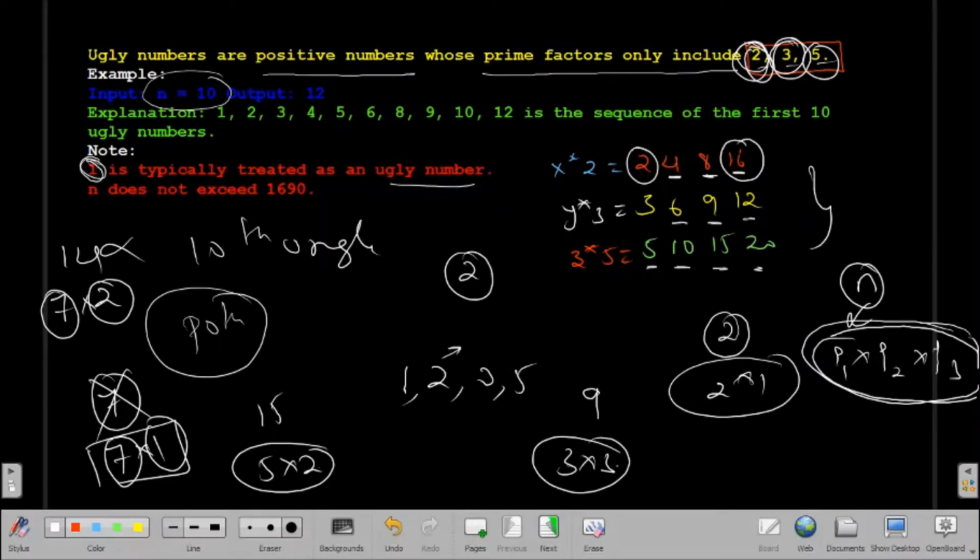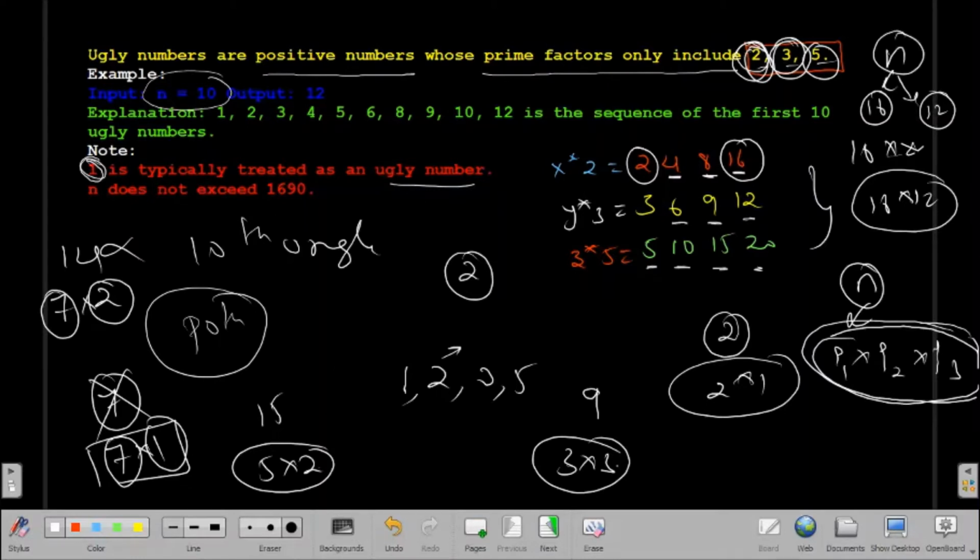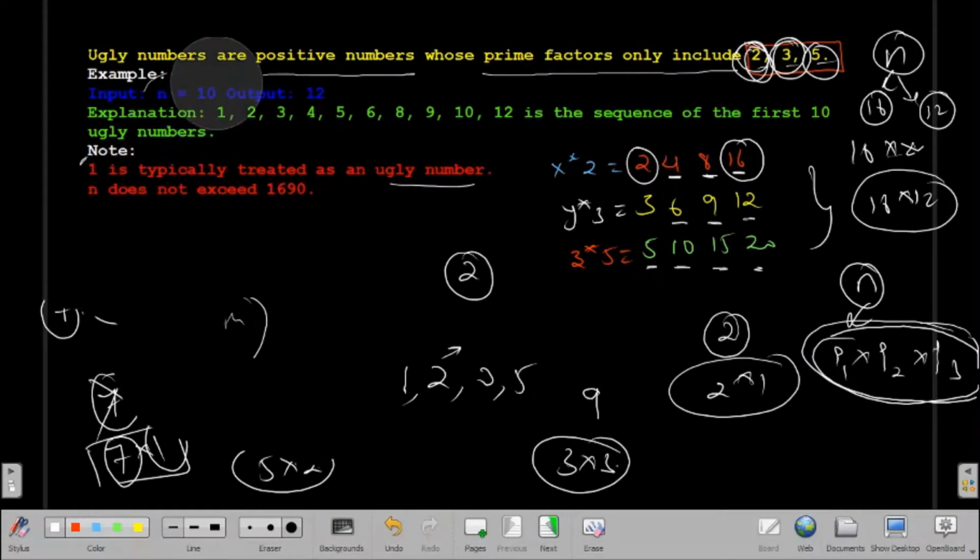Even 16 is also an ugly number. Let's suppose n is 16 into 12, so n's factors are 16 and 12. We'll see whether 16 and 12 are both ugly numbers or not. If both are ugly numbers, then we'll say that n is also an ugly number. So this is it. Now let's see how we are going to solve this question. Let me erase this first, and after that discuss.